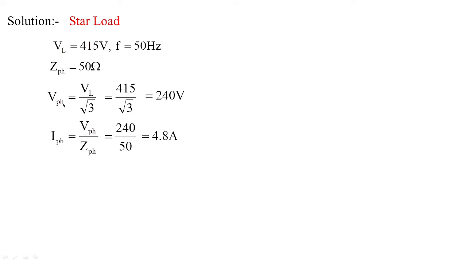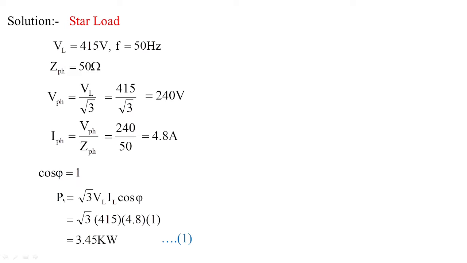Now we are done with V phase and I phase, and we have cos phi equal to 1. Why is cos phi equal to 1? Because it is a resistive network. All the impedances are having 50 ohms as resistance. So that is why there is no phase lag or phase lead between voltage and current. That is why the value of cos phi is equal to 1.